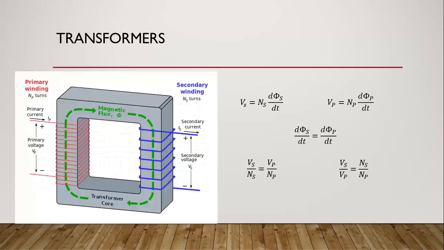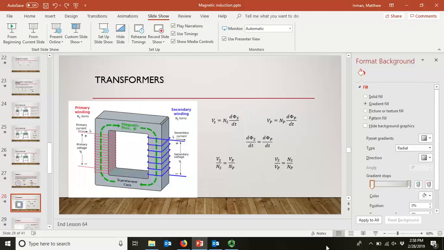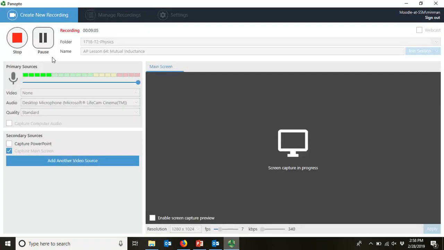So that's a quick overview of mutual inductance and at least one application of mutual inductance. In the next couple lessons, we'll start looking at circuits containing inductors. We'll start with the RL circuit and then we'll move to the LC circuit and talk about how those circuits really act with one another.